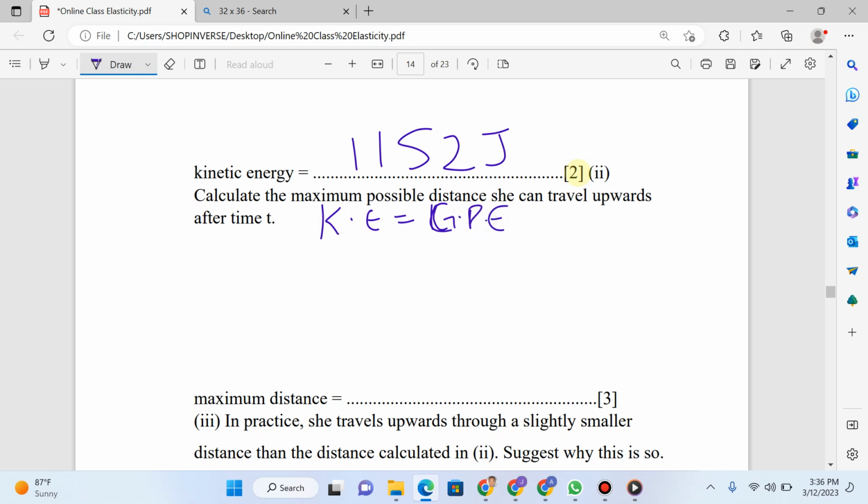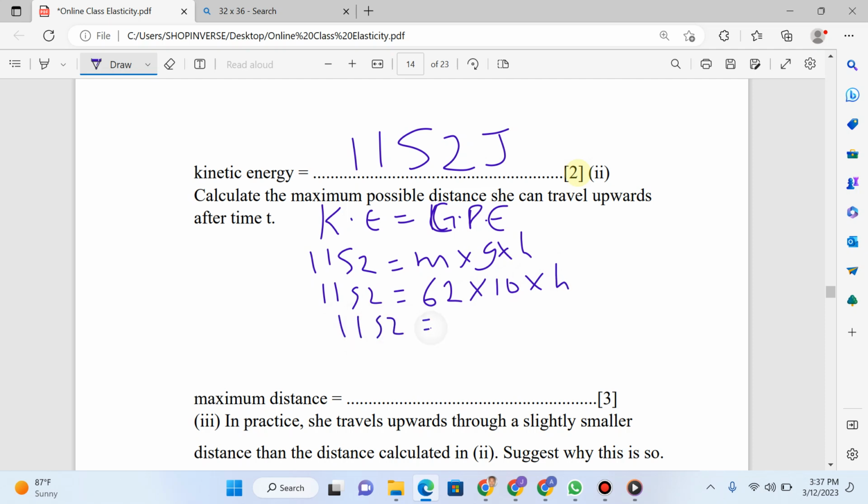And what's the kinetic energy? Her kinetic energy is 1152 joules. It must be converted to what? M times G times H. Understood, right? Good. So 1152 joules must be converted to M G H. What's her mass? Her mass is 62. What's G? G is always 10. H is unknown. So if 1152 equals 620 H, how do you find the value of H? To find the value of H, we divide both sides by 620.